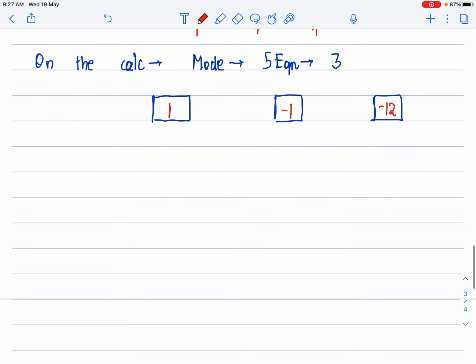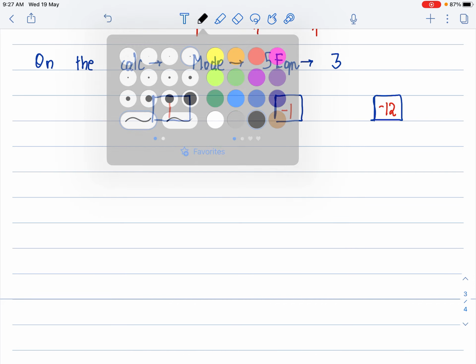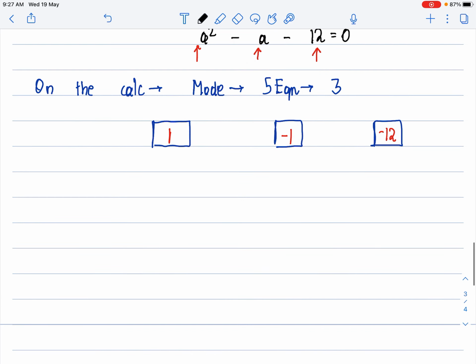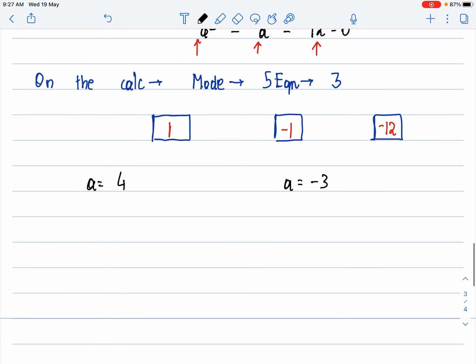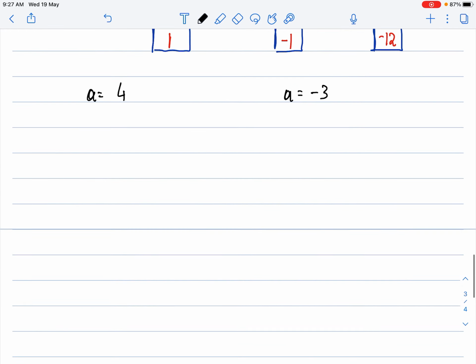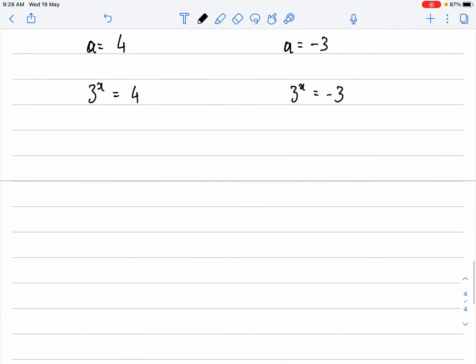When you do that, and when you click on equal to, you get your x or your a equals to 4, and you get your a equals to minus 3, correct? But now we know that a is basically 3 raised to x. So I can say 3 raised to x is equal to 4 and 3 raised to x is equal to minus 3. Now, I know to solve something like this, I need to use logarithm.